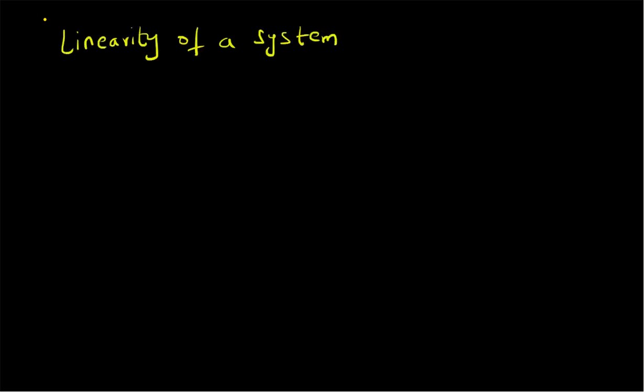In this video, we are going to look at a system characterized by the following differential equation: d by dt of y of t plus 3 times t y of t is equal to t square x of t. So that is the differential equation characterizing a system. Now we want to verify whether this system is linear or not.